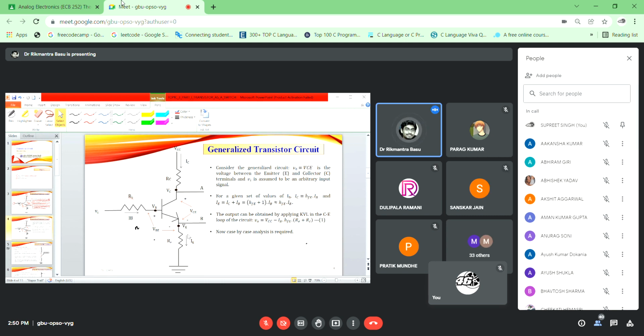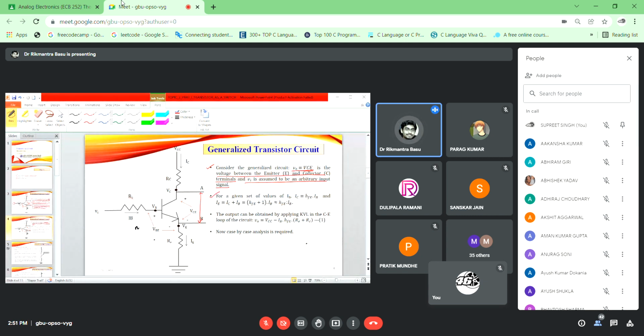We will start again with the same generalized circuitry which we had discussed in the last class as well as in today's last slide, where the output is nothing but the drop between the collector and emitter terminals. B is the input, or it is a common base circuitry. So base is the controlling one, emitter is the input, collector is the output. So output versus input, whatever drop is coming, that will be governed as the output. That is the voltage between the emitter and collector terminals. And Vi is assumed to be an arbitrary AC input signal usually.